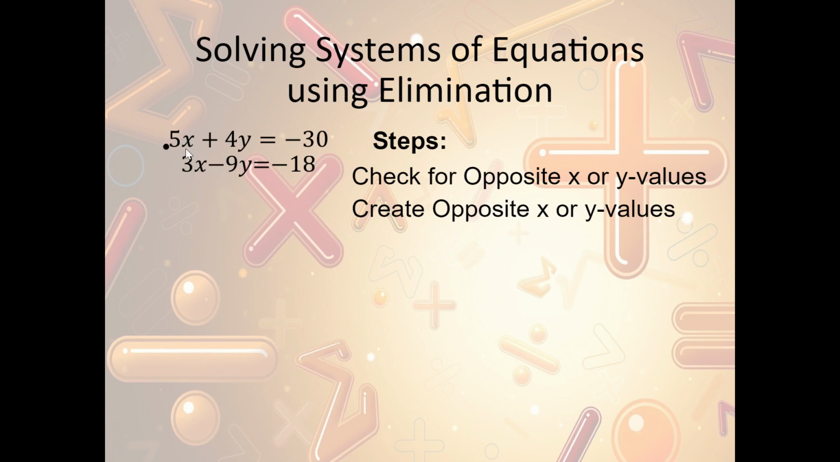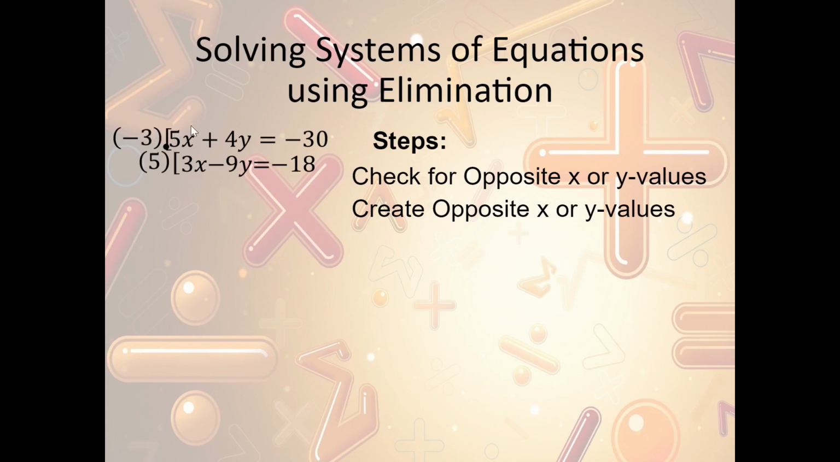So I can pick either the x values or y values. Now the y values are going to get really large if I start multiplying by 9. So I'm going to use my x values, and I'm going to multiply the top one by -3. That'll give me -15. And the bottom one by 5, which gives me +15. So now we have a -15x and a +15x.